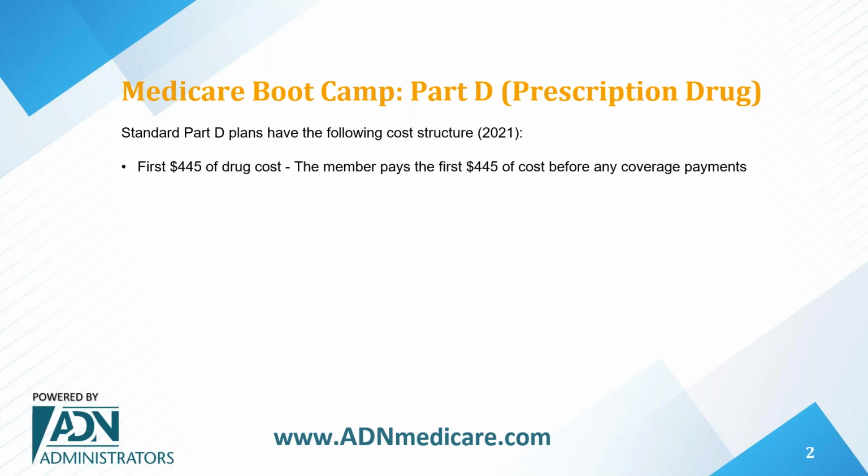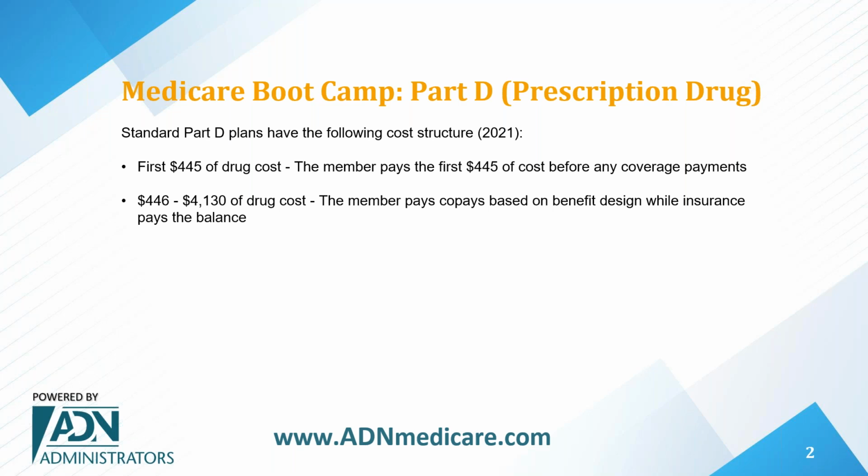From there to $4,130 of drug cost, you pay the copay or coinsurance while the insurance company pays the balance. It's important to know that while you are only paying copays and coinsurance, the $4,130 threshold is based on the entire drug cost.